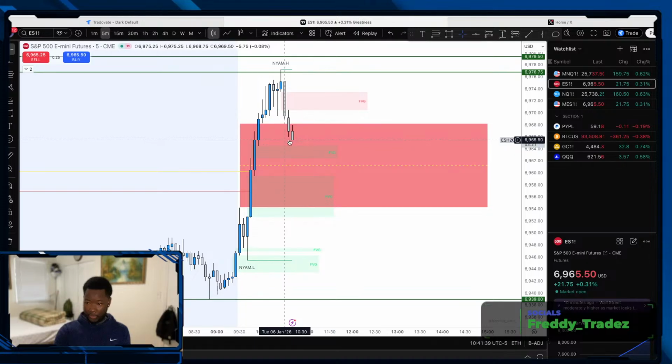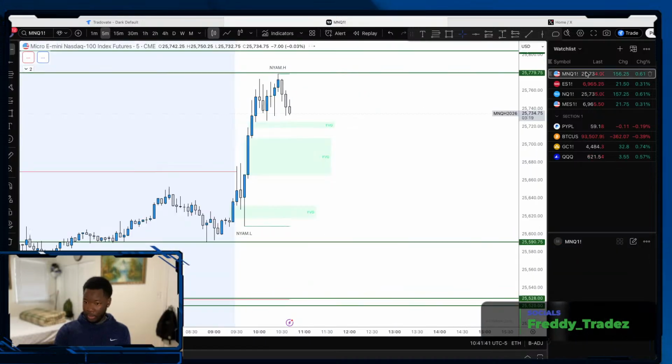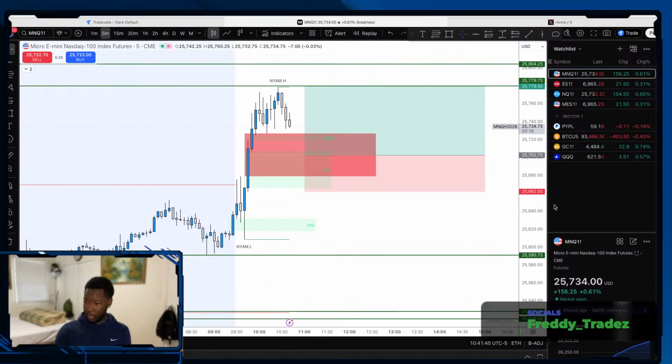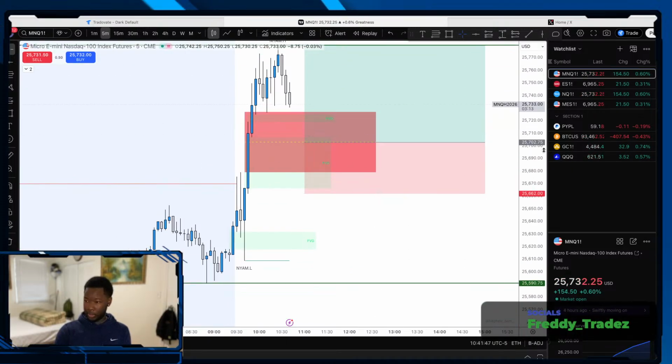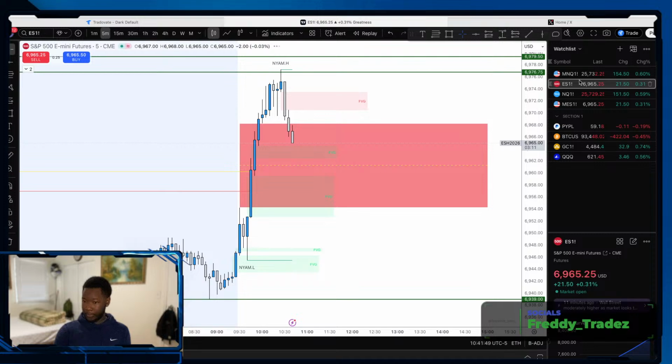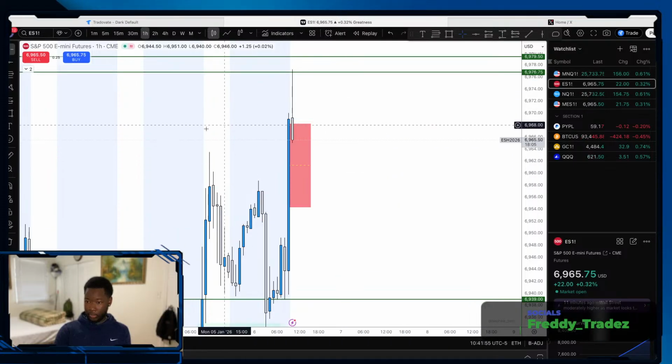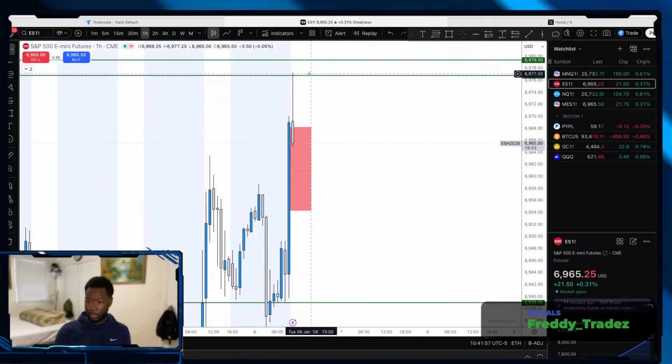All right, so we got a nice move down on ES. Short on ES, low key, looks better than the short on NQ. Still want to see NQ tap into this gap though. Yeah, ES is definitely weaker. We did take out more liquidity on ES.